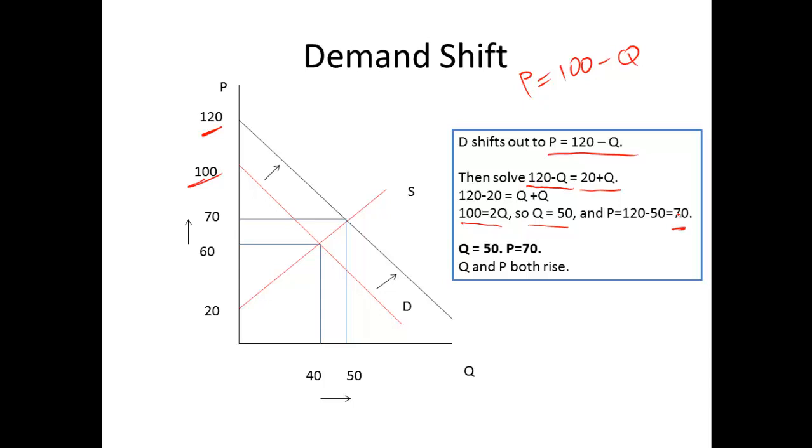And so sure enough, let's go over to our diagram. The old equilibrium was here, quantity of 40, price of 60. The new equilibrium has a higher quantity, 50 now, and a higher price, 70. So Q and P both rise. We're not too surprised by that, but it's nice to actually see it worked through in the model quantitatively.